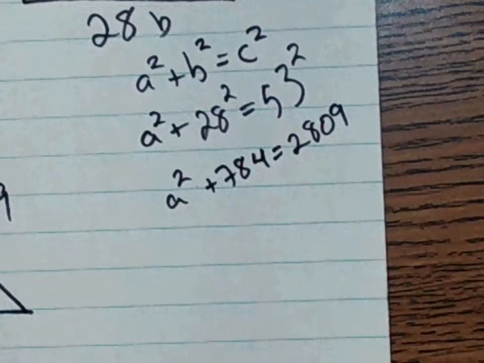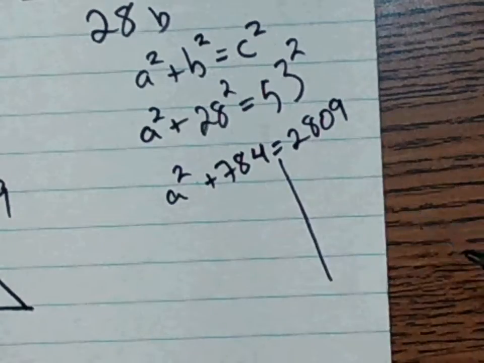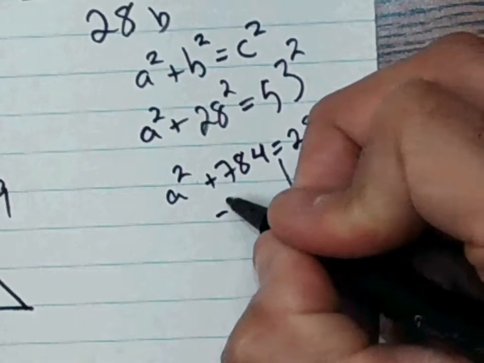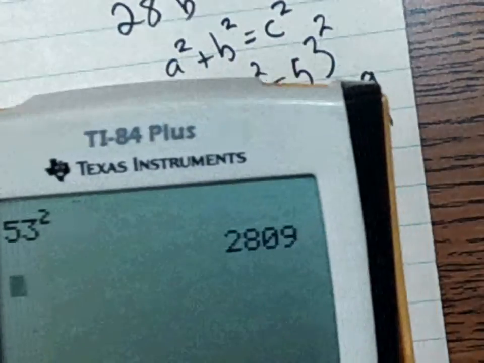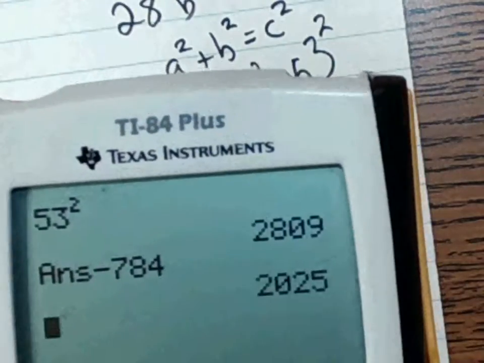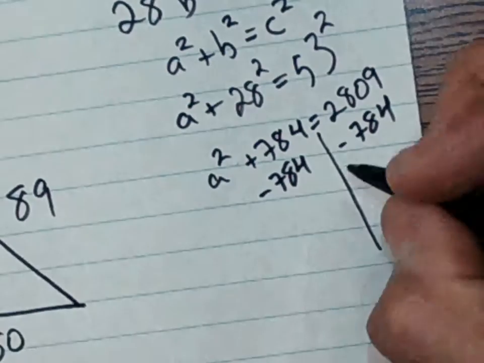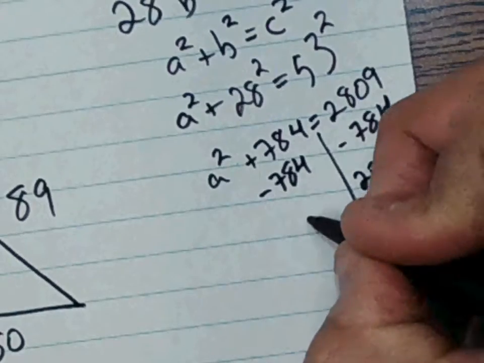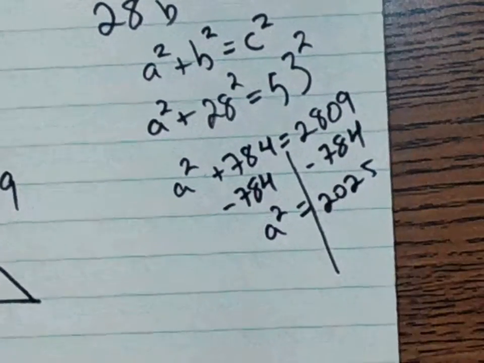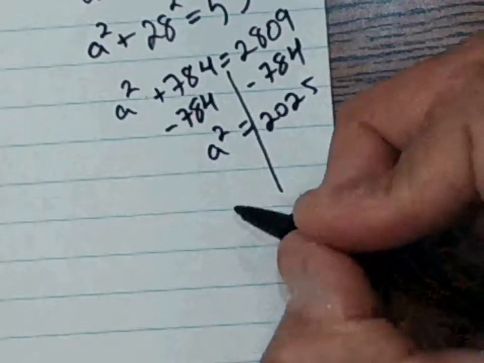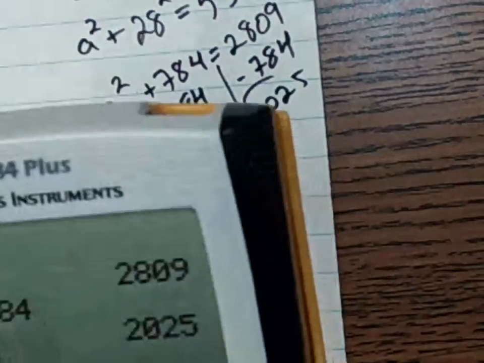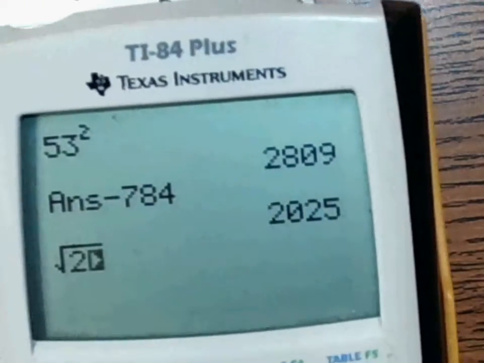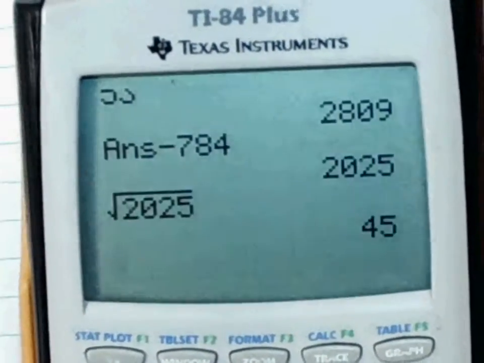At this point, you have to treat it like an equation. That means you need to solve for A. And you do that by subtracting 784 from each side. So 2,809 minus 784 gets us 2,025. So A squared equals 2,025, and to solve for A, you need to square root. So now I'm going to square root 2,025. That comes out to 45.